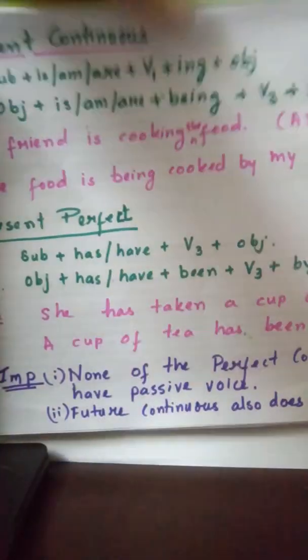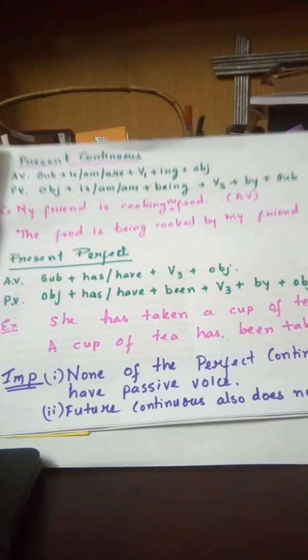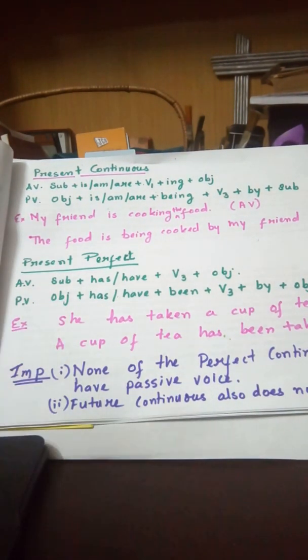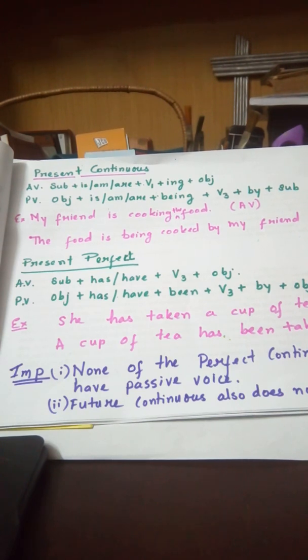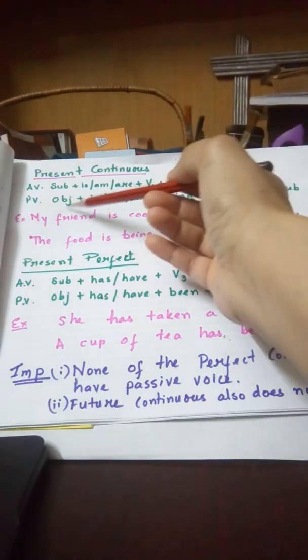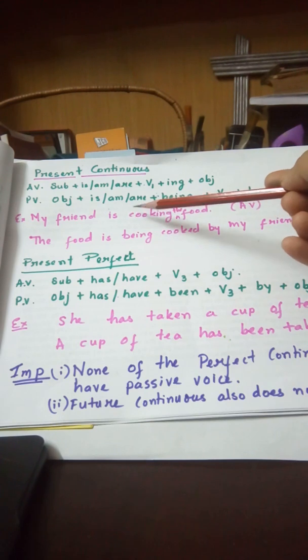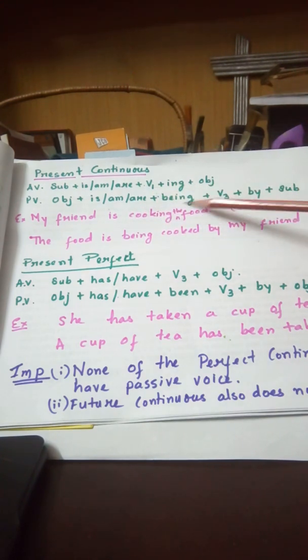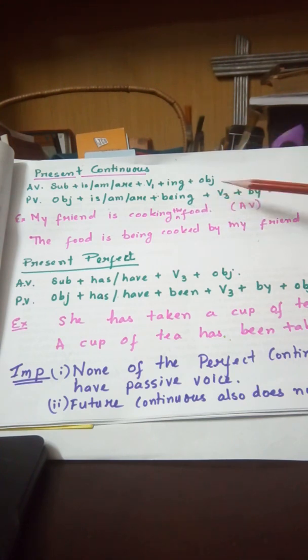Let us go over to the next aspect of present tense, that is present continuous. Present continuous is something that is going on. Here the structure is, as we know, subject plus is or am or are plus V1 plus ing plus object. Passive voice would be: this object will become the subject now. So object plus is or am or are plus this new thing, being, plus V3 form plus by plus subject.